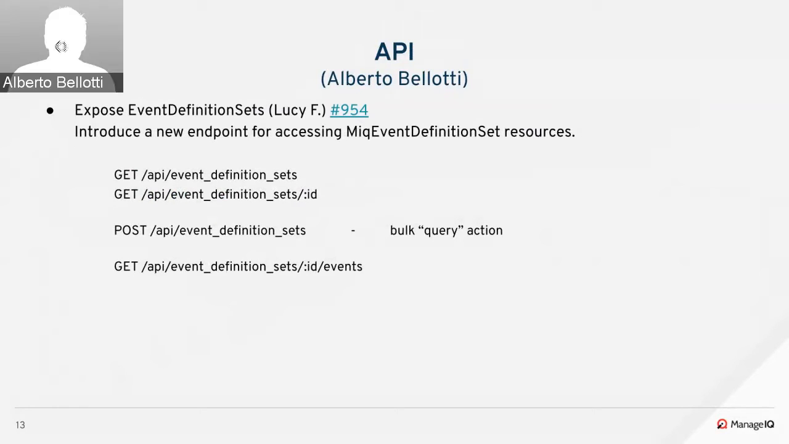Okay, Lucy did an enhancement for exposing the event definition set. So that's a new API endpoint that accesses the MIQ event definition set model and resources. So standard GET method here for an individual resource, also supporting the bulk query action with a POST. And we also exposed the events subcollection, getting the events for a particular event definition set.